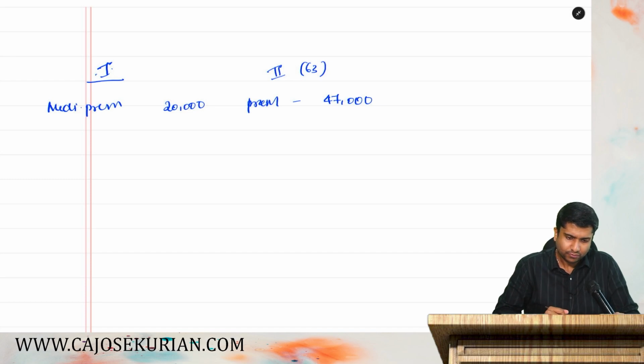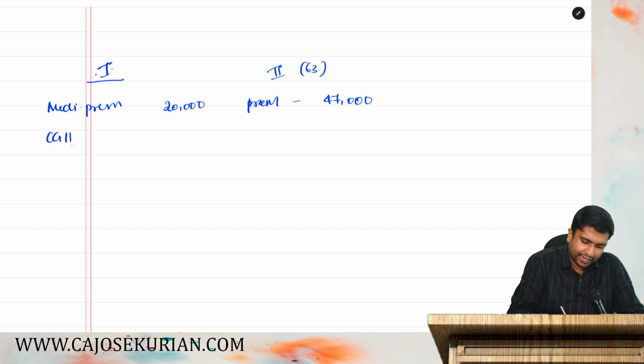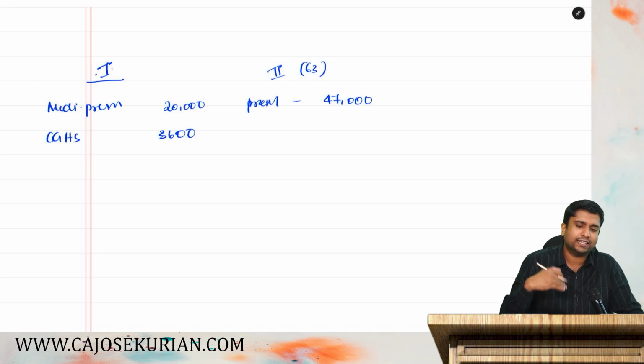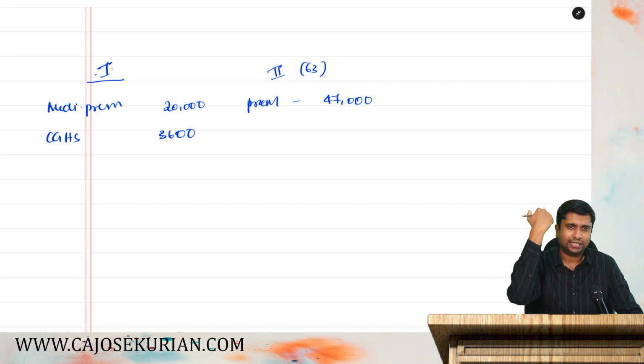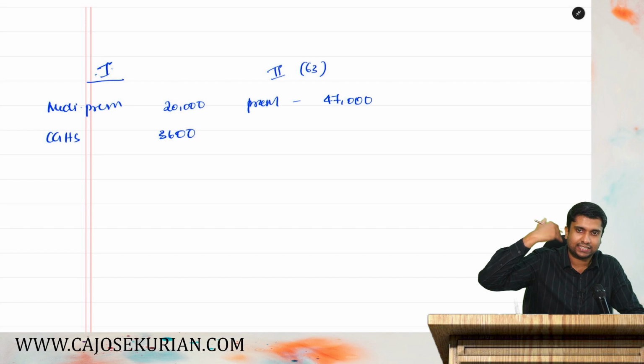Now listen, let's move on with the next point. What they are saying is, he contributed 3,600 to the central government health scheme. So central government health scheme, 3,600, and regarding the contribution, they are not talking about whether it is in cash or not. So the assumption is, he knows all the law and he has paid it in other than cash.